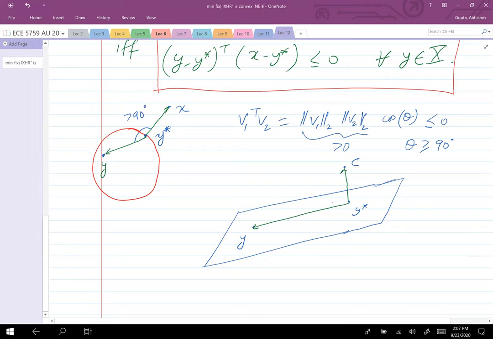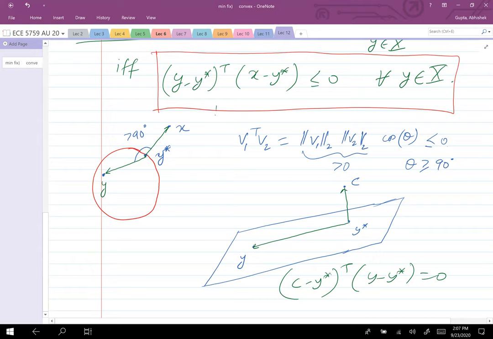Zero, right? So in this case, the inner product is always going to be zero. No matter which y you pick, the inner product will be zero. So this also satisfies this condition, and therefore y star is indeed the projection of C onto this particular convex set, capital X.